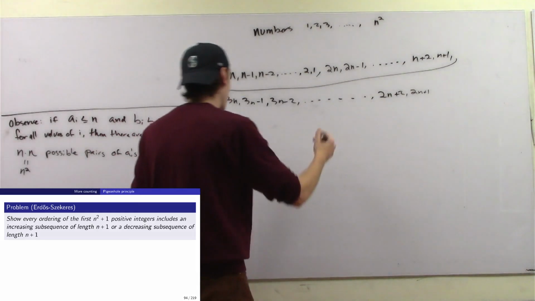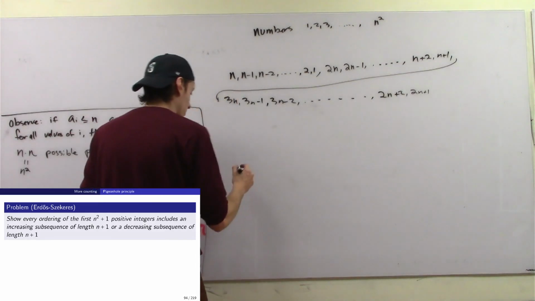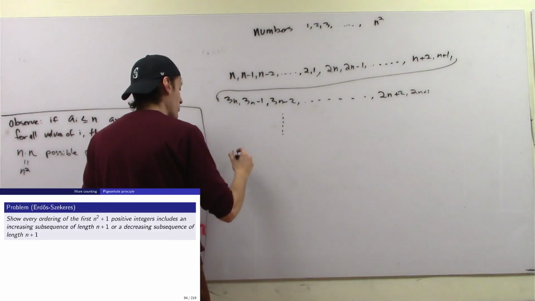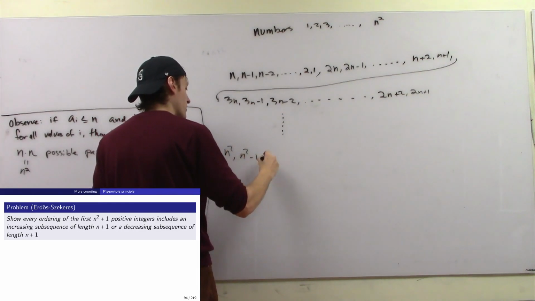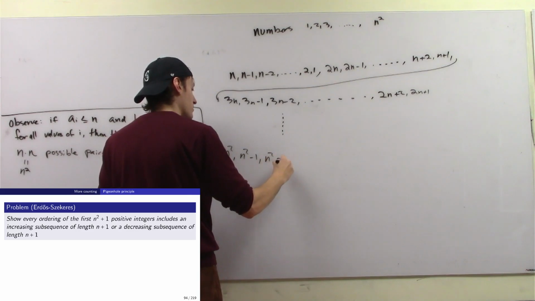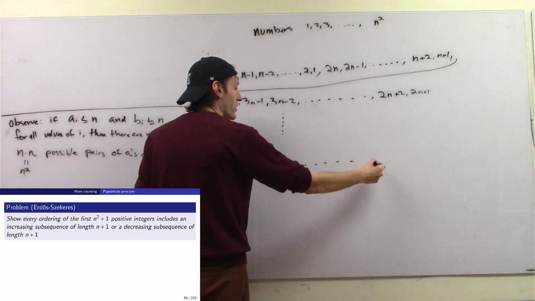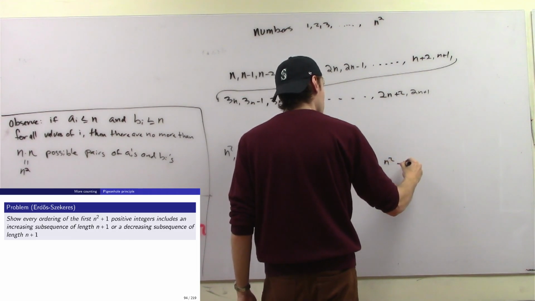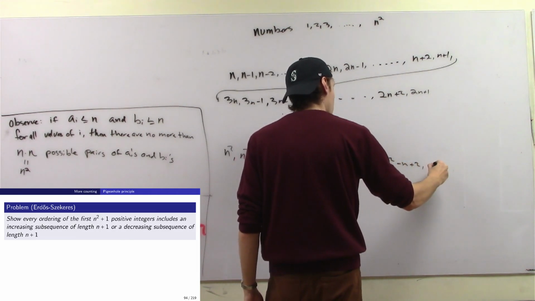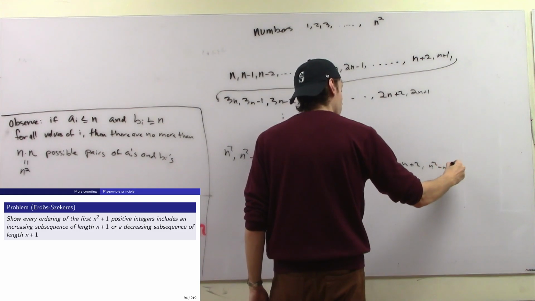And I'm going to keep doing that. I'll do a schematic of what it sort of looks like as we go through. Finally, we'll do n squared minus 1, n squared minus 2, all the way to n squared minus n plus 2, comma n squared minus n plus 1.